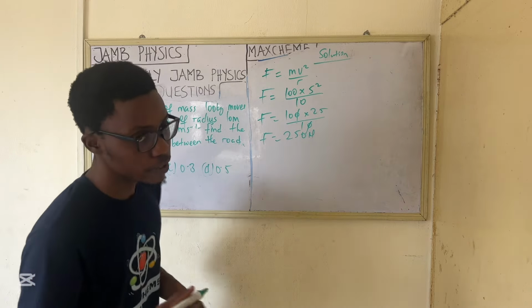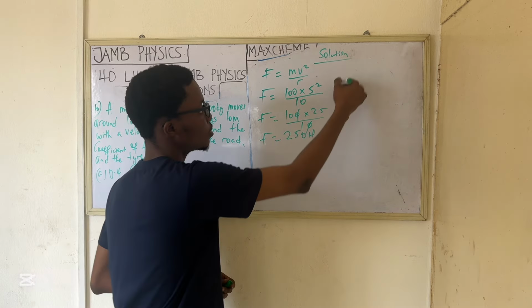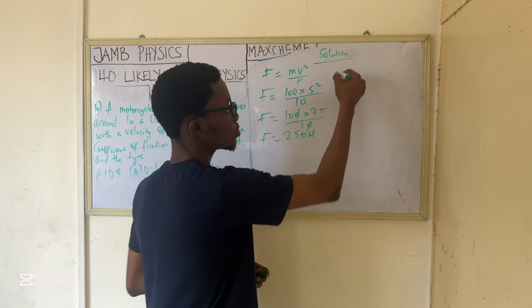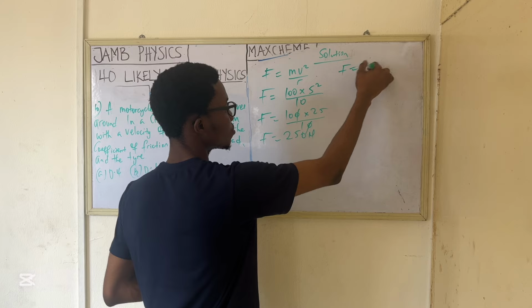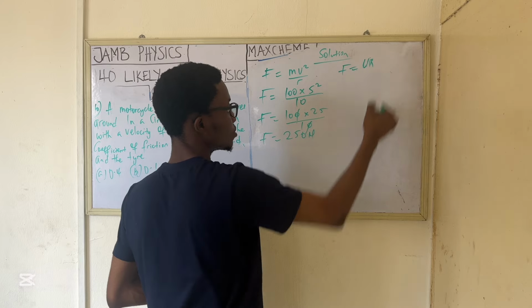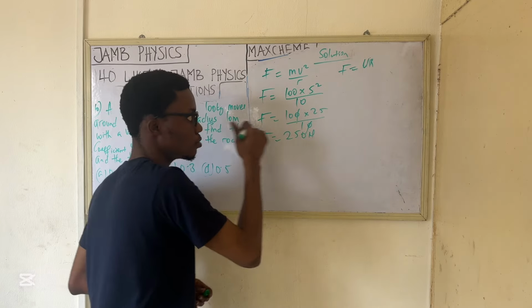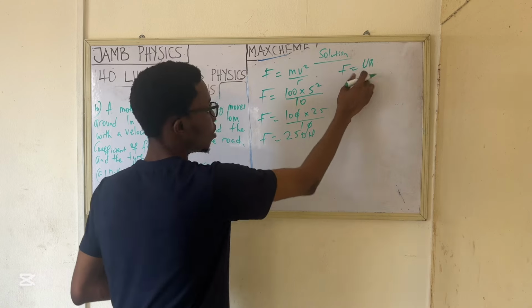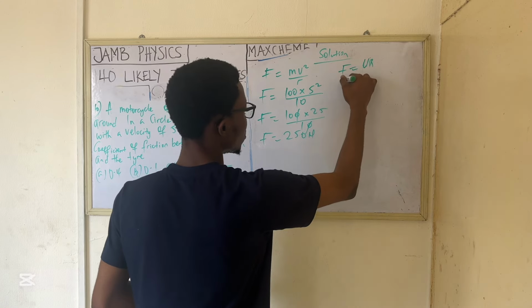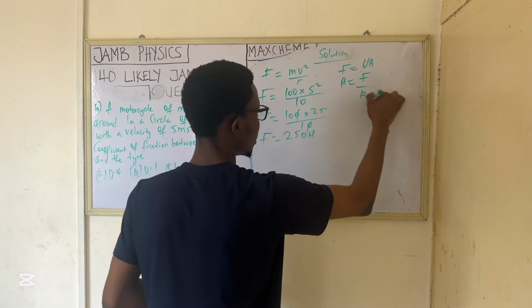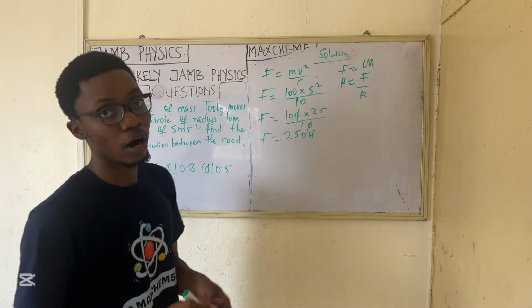Now, how do we get the coefficient of friction? When it comes to frictional force, frictional force is equal to the coefficient of friction times the normal reaction. So in this case, the coefficient of friction is equal to F over R, that is force over normal reaction.